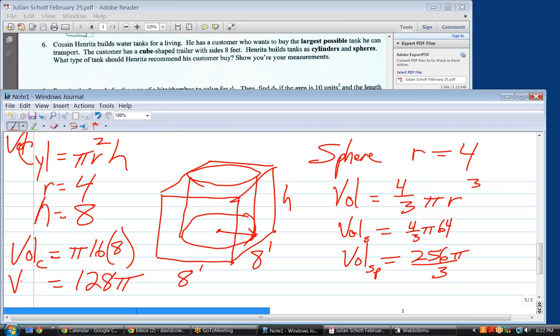So which is bigger? Get your calculator and tell me what 256 divided by 3 is. That's 85. Wow. And change, right? Yeah, 0.333. So you're telling me that the cylinder holds more volume than the sphere. I guess.